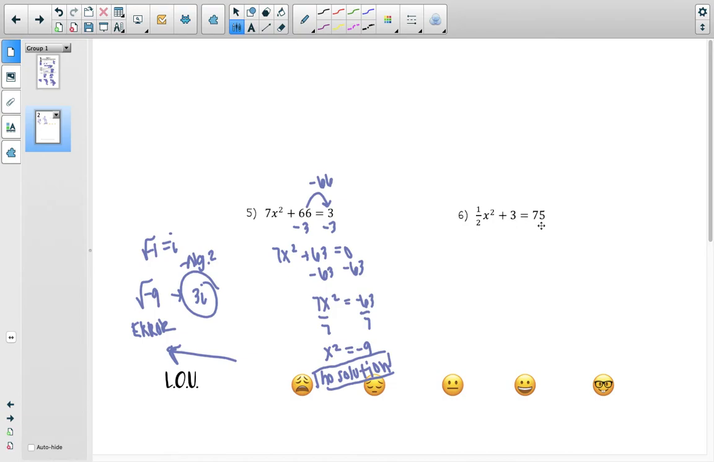So number 6, instead of subtracting the 75 over and then moving it back over, we're just going to subtract the 3 right away, which gives us 72. We're going to multiply by 2 instead of dividing by a half, and we get 144. We're going to take the square root of both sides. The square root of x squared is x. The square root of 144 is 12, but we know 12 squared is 144, and negative 12 squared is 144. So our answer is x equals plus or minus 12.